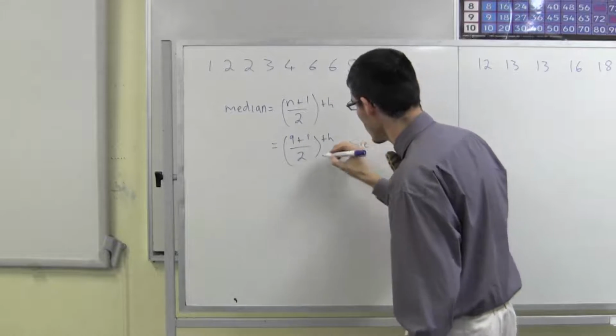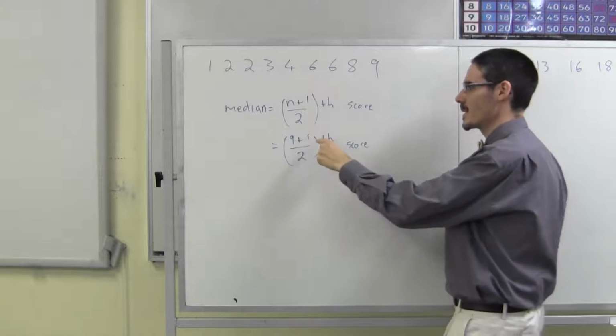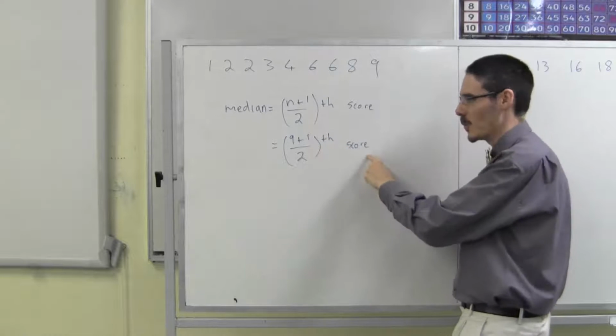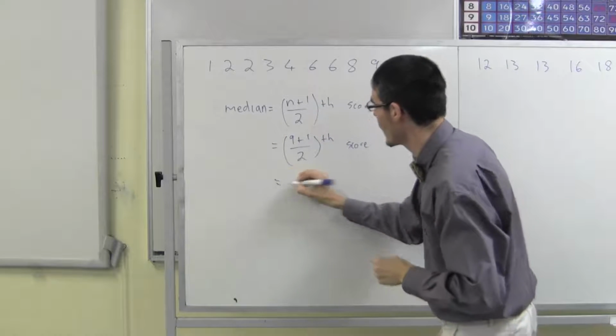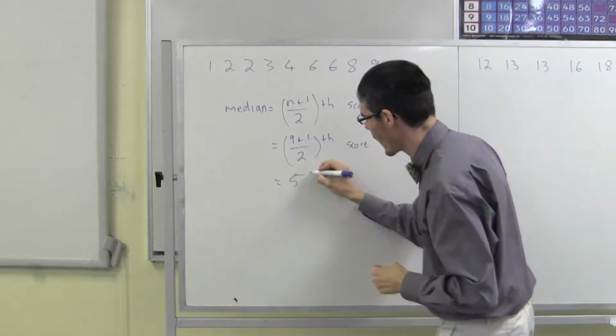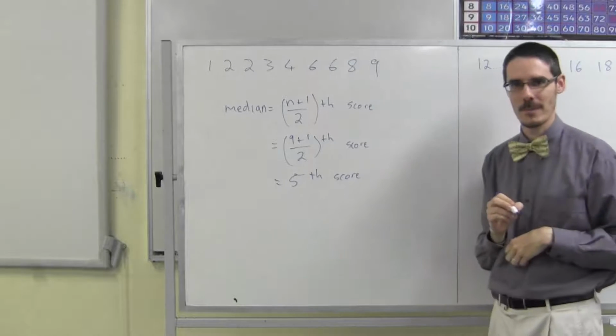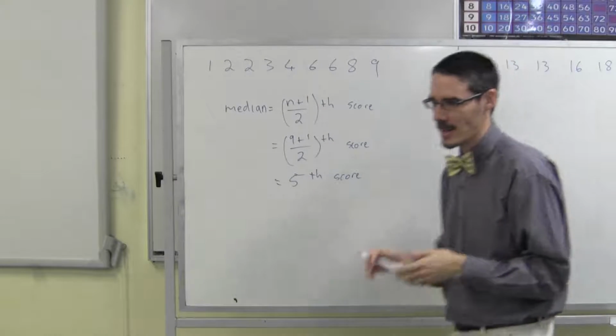score. Notice I'm careful to always write that, it's really important. It's the (9 plus 1) over 2th score. This is not the median. Okay? 9 plus 1 is 10. 10 over 2 is 5. It's the 5th score.